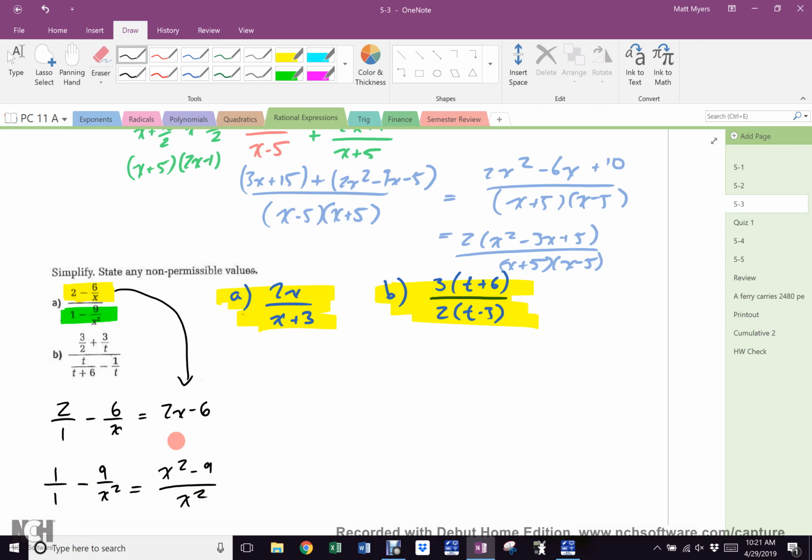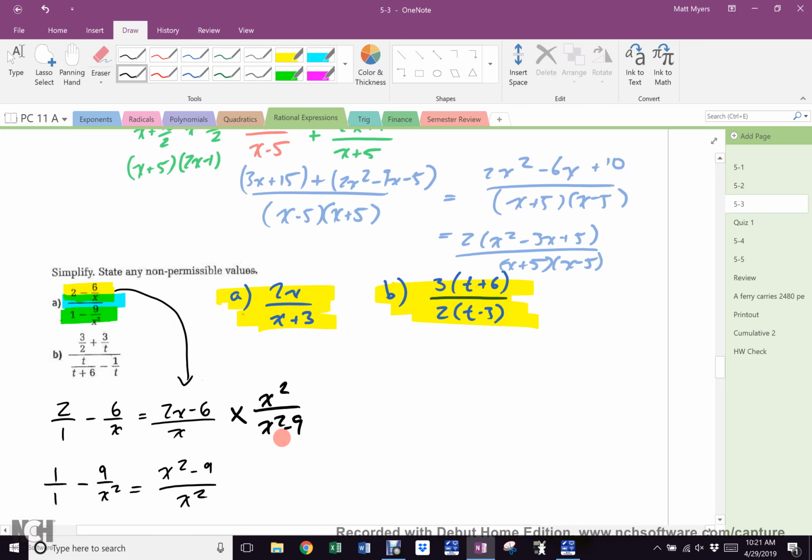Isn't it? And this is over x, yeah? Right? Okay. What does that line in the middle right there mean? It means divide, right? So it means this divided by this, yes? But when I divide by a fraction, what do I do? I multiply by the reciprocal.